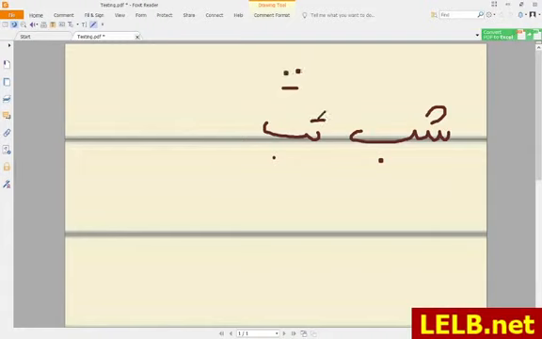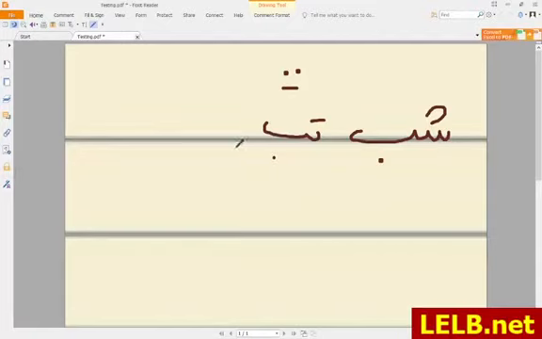Okay, tab means fever. Next word is خوب. خوب. خ واو ب. خوب means good.